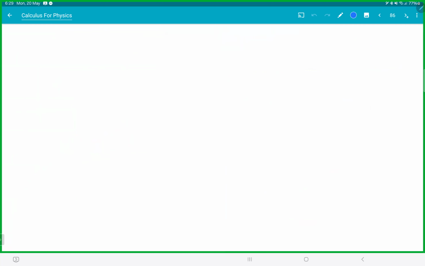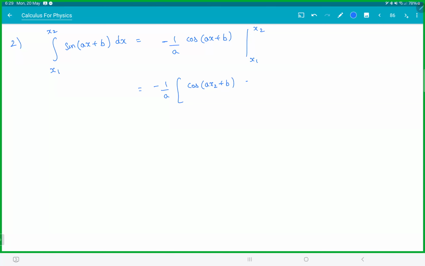Next one. Integral x1 to x2, we will directly write down this thing. These are more important. Indefinite is fine. Sine ax plus b dx. You need to mug up these formulas. Minus 1 by a cos ax plus b. Limits will go from x1 to x2. So minus 1 by a, substitute the limits. First put x2, cos ax2 plus b. Then put x1 and subtract cos ax1 plus b.